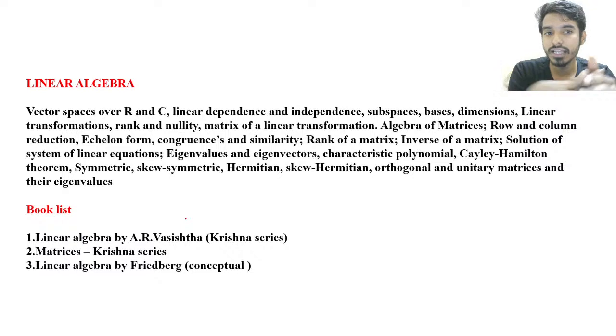So you can see linear algebra. We will start with vector space, right? Vector space over R and C, that is vector space over real numbers and complex numbers. And we have the concepts of linear dependence and independence, and subspace.